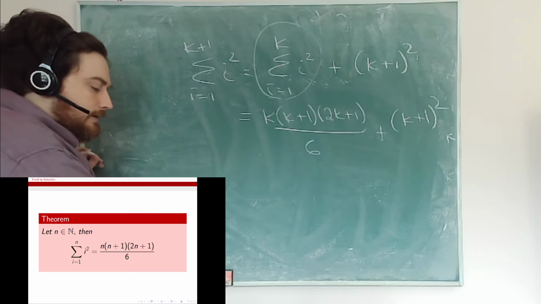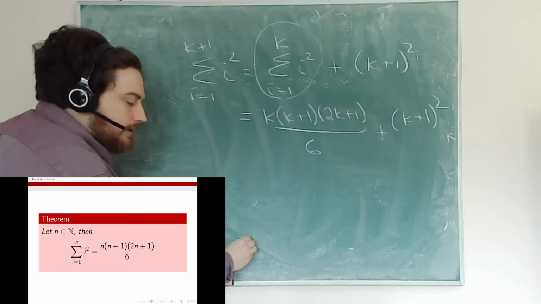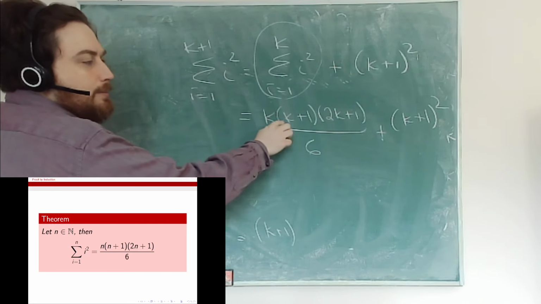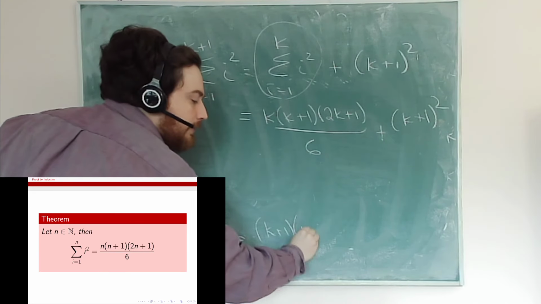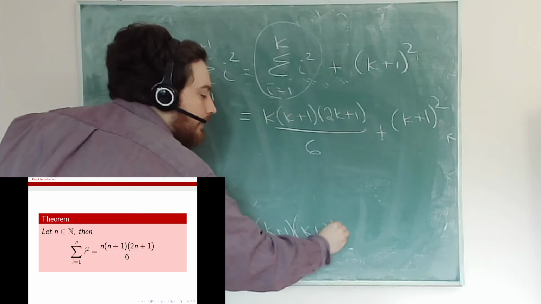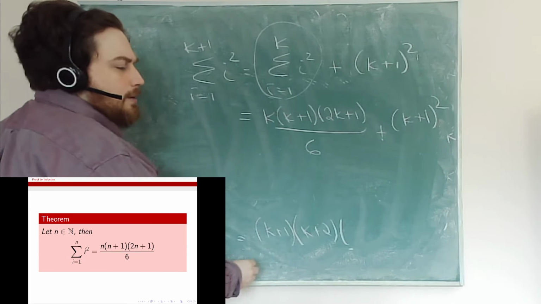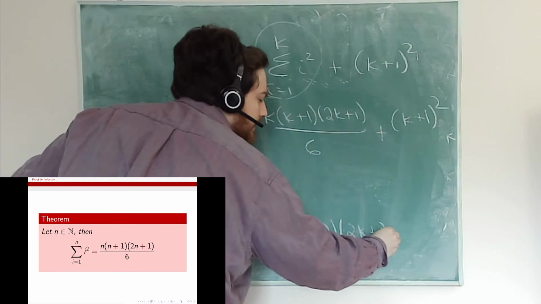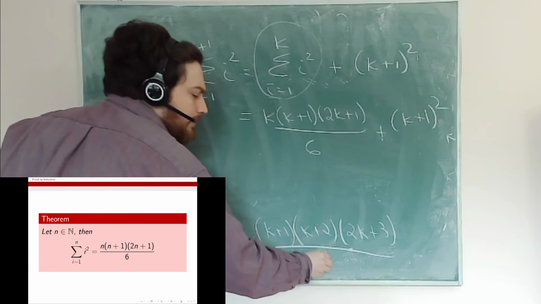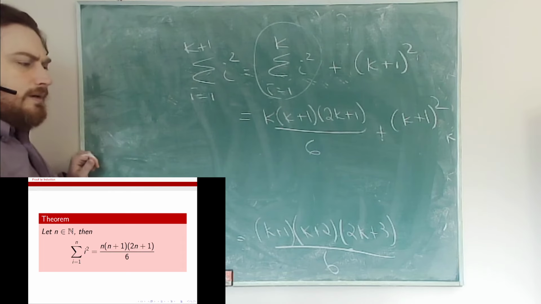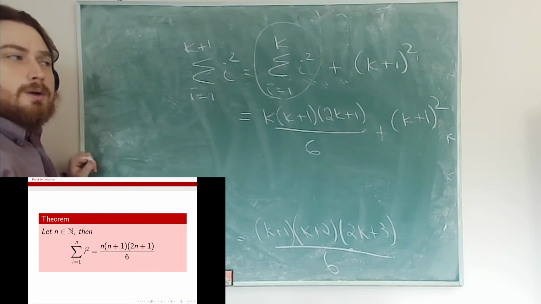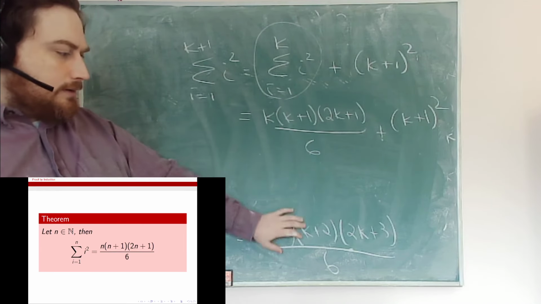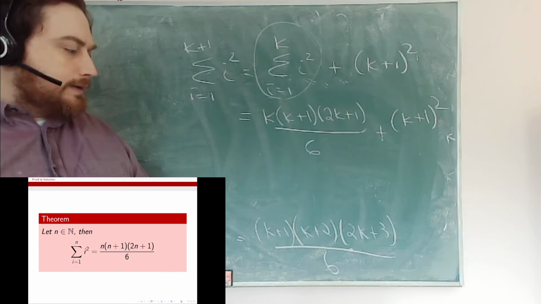Now, eventually, I'll write down our goal here, which is to get something that looks like k plus 1 times k plus 2 times 2k plus 3 divided by 6. So plug in k plus 1, and then k plus 1 should be k plus 2, and 2 times k plus 1 should be 2k plus 2 plus 1, which is 2k plus 3, divided by 6. So to know where we're going, that's what we want.